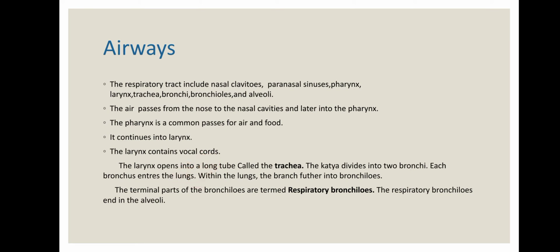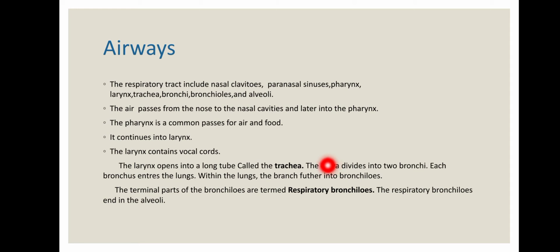First we will see the respiratory tract. Air passes to the nose and the nasal cavity and later into the pharynx, and the pharynx is followed by the larynx. The larynx contains vocal cords, and the larynx opens into the tube called trachea. The trachea divides into two bronchi. Each bronchus enters the lungs, and within the lungs they branch further into bronchioles.